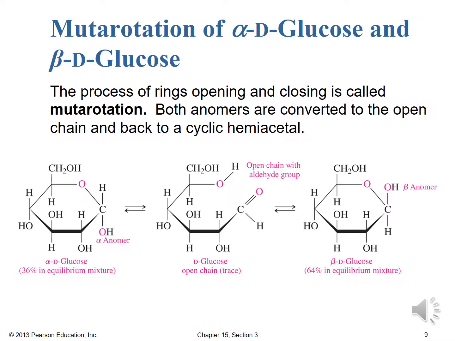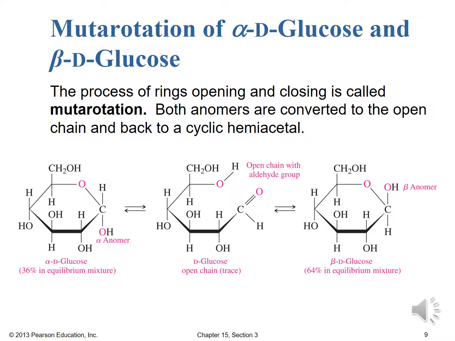Let's talk about mutarotation of alpha D-glucose and beta D-glucose. The process of rings opening and closing is called mutarotation. It's a fun word, a good word to show off to your friends and family now that you know what that means. Be careful who you say it to. You might end up talking to a chemist who may grill you on it, but among non-chemists it's a pretty impressive word.